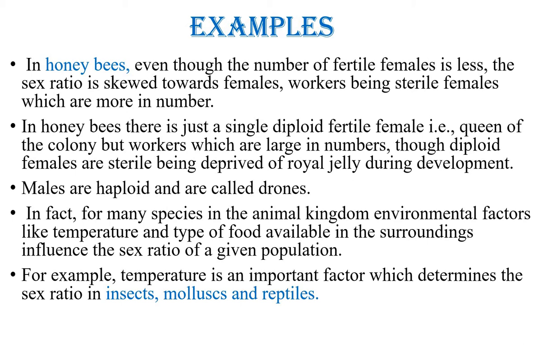In fact, in many species in the animal kingdom, environmental factors like temperature and the type of food available in the surroundings influence the sex ratio of a given population. For example, temperature is an important factor which determines sex ratio in insects, mollusks and reptiles.